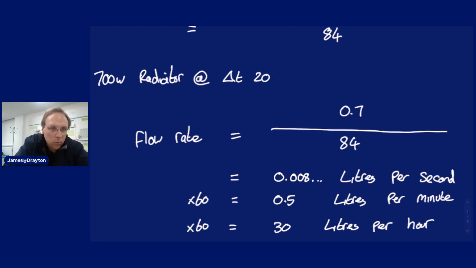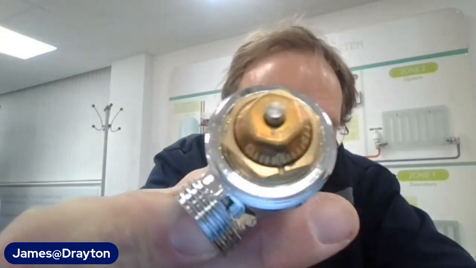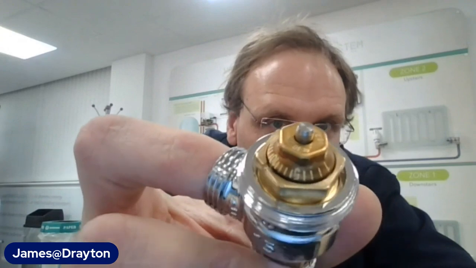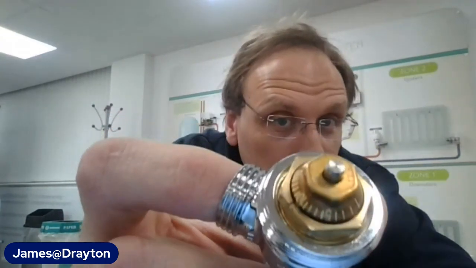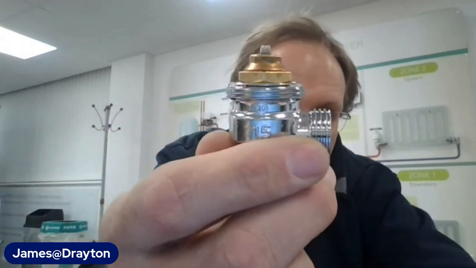And let me come back into the room if I can. Here we go. That's telling you that the setting on the top of there would need to be set to position 3. Position 3, remember, is 10 times liters per hour. So position 3 is 30 liters per hour.